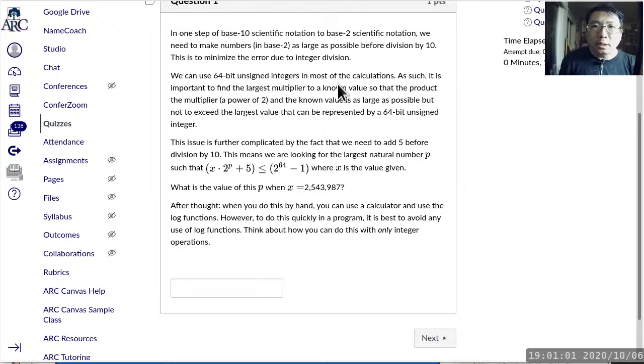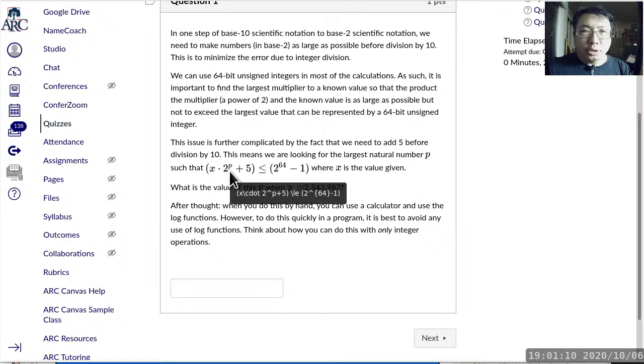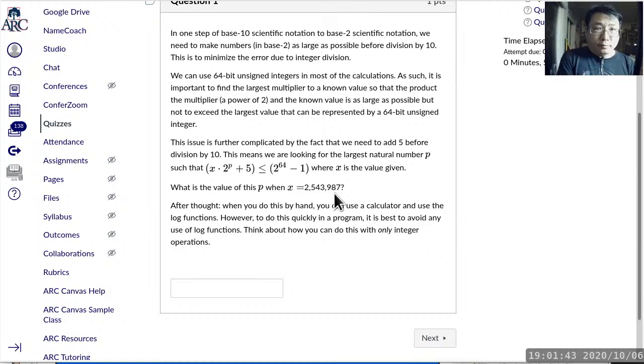So question number 1 is asking me to find an integer p to maximize the left-hand side, but I still want it to be less than or equal to the right-hand side. So the question is, how do we do that when x equals 2,543,987? So there are several ways to do this.